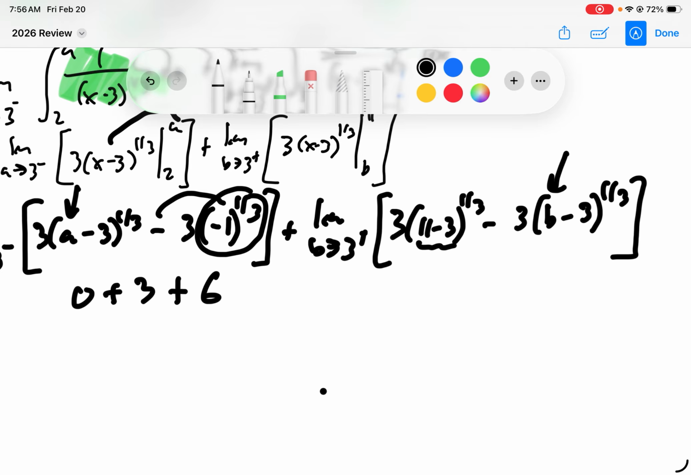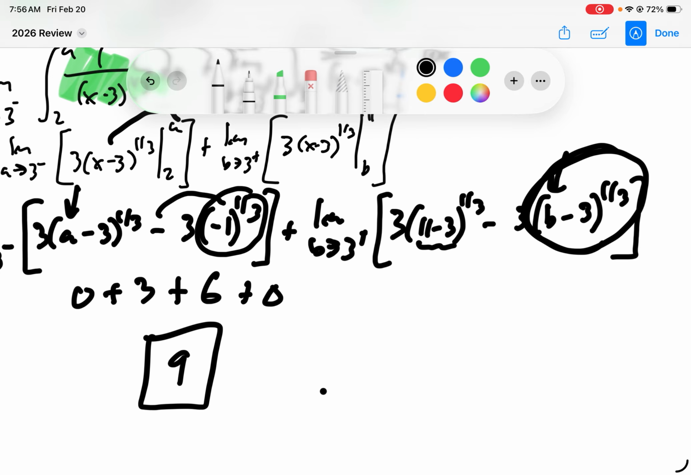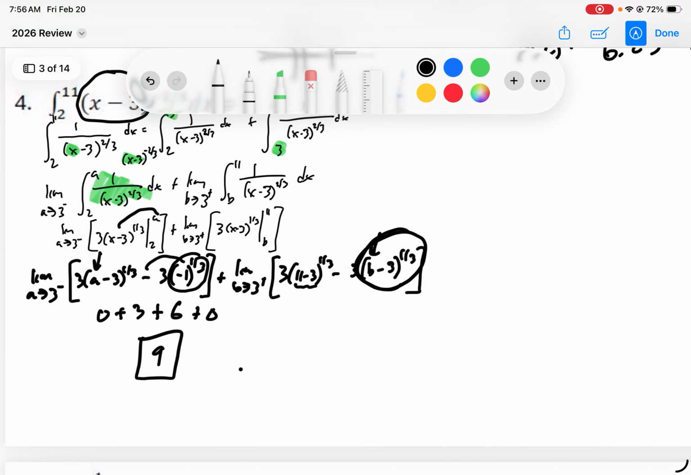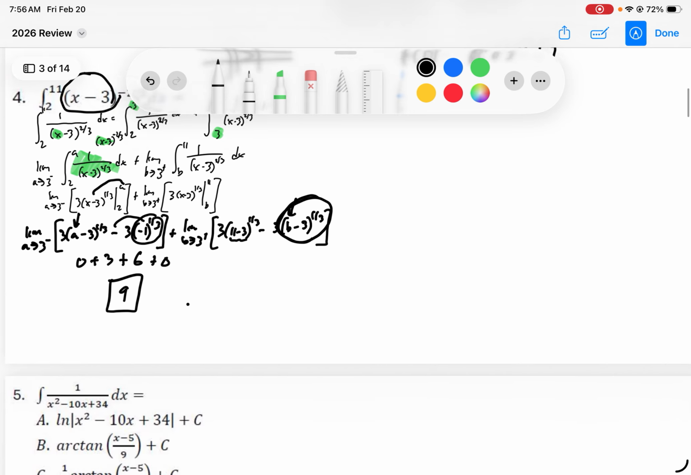And the same thing here, plug in numbers just bigger than 3. That's basically approaching 0, so plus 0. So the answer is just 9. I think that was the tough one. In my opinion, that was the longest drawn out question.